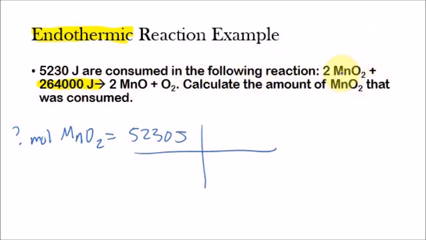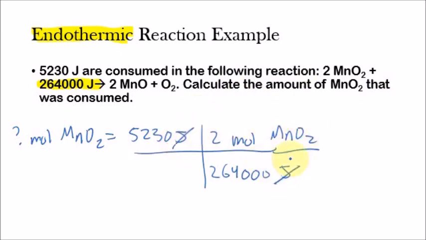Okay, so from here we know that by looking at this chemical equation, for every 2 moles of MnO2 which reacts, 264,000 joules is consumed. So we can use that as a conversion factor. For every 2 moles of MnO2 which reacts, 264,000 joules are consumed. Okay, pretty simple. And then from here, joules cancels out with joules, and we're left with moles of MnO2, which is what we wanted. And then we can just simply do the math here.